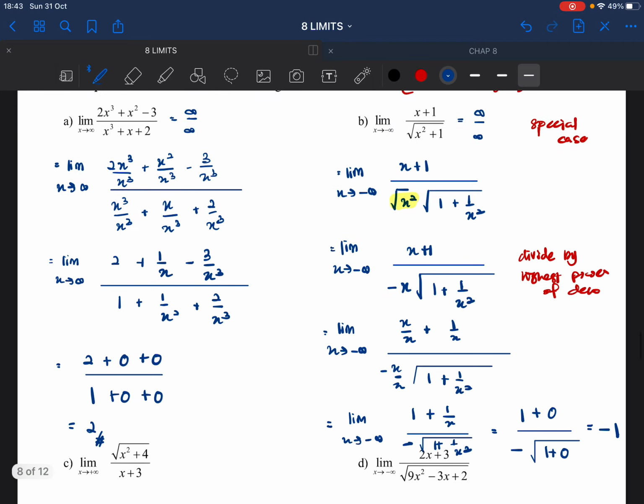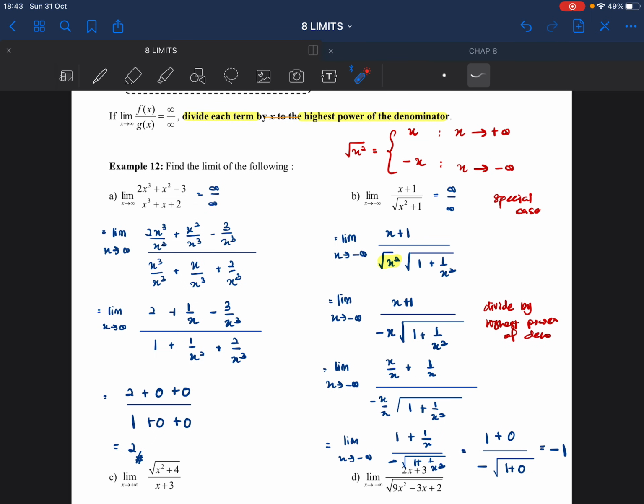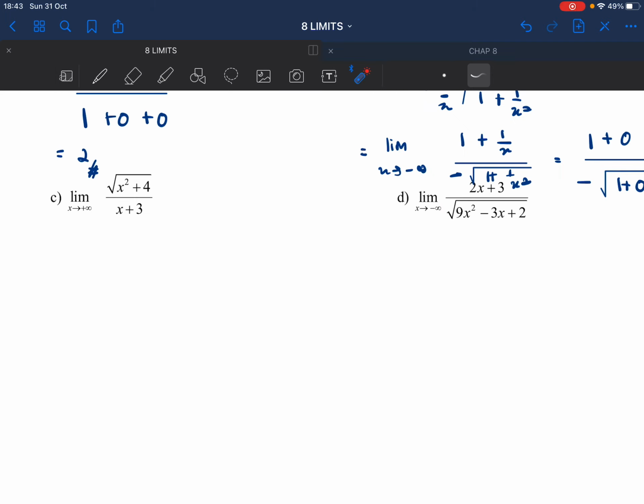So what is the special case for limits at infinity? Basically, we have to take out square root x square first. Basically factorize square root x square and determine whether it is positive x or negative x by looking at the limit here, whether x approaches positive or negative infinity. Okay, so let's try one more question here.